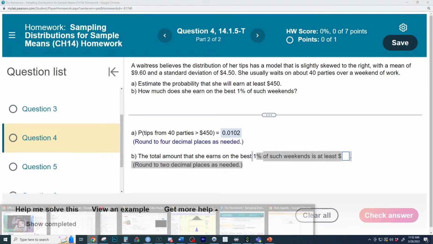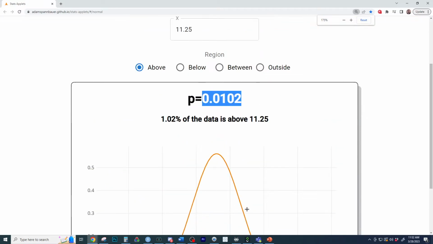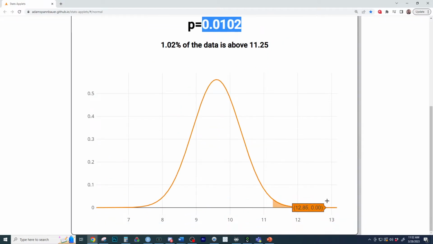Now this one says the best 1% of weekends. So the best 1% of weekends, would that be on the right side of the curve or the left side of the curve? Because this is her average tip down here that she's getting on 40 tables. So would her best 1% of weekends be on the right side or left side? And this is kind of ironic right here. We can literally kind of guess the answer from this. So the right side or the left side? It's pretty interesting what MyPearson generated for us this time. The best 1% of weekends, she'd be getting some pretty awesome tips.